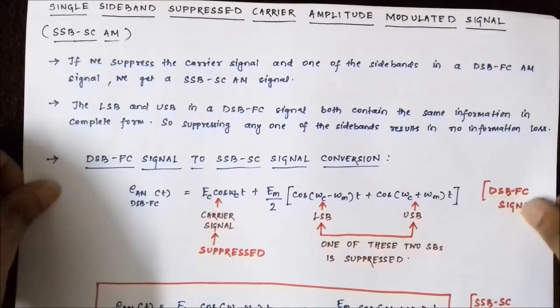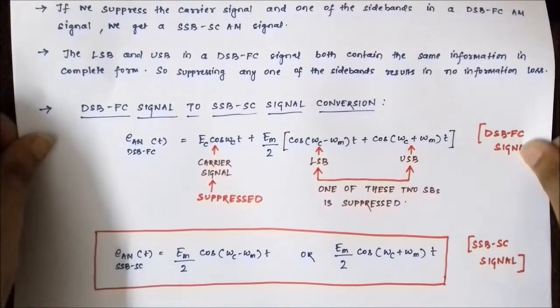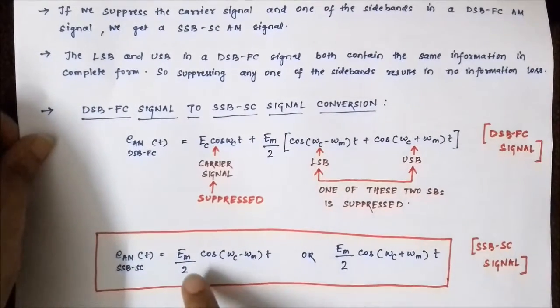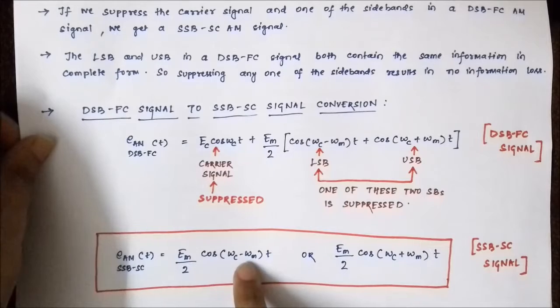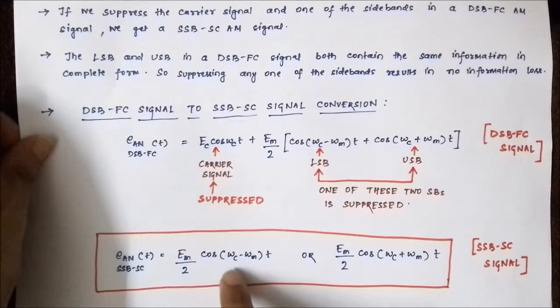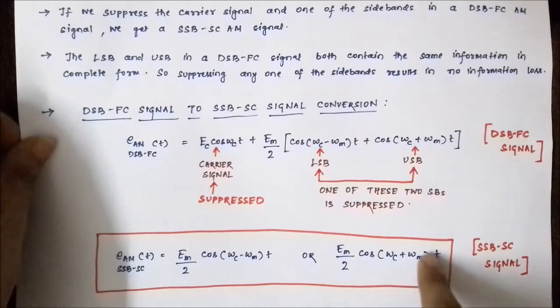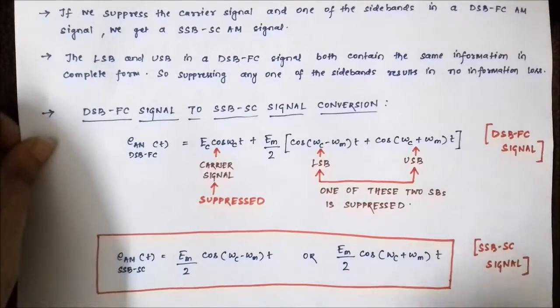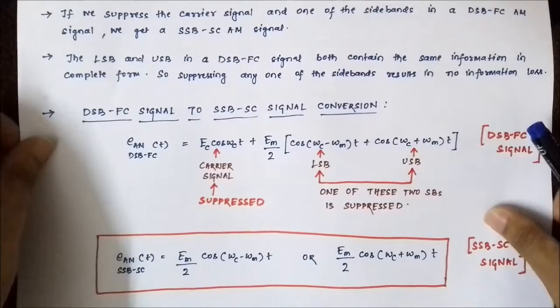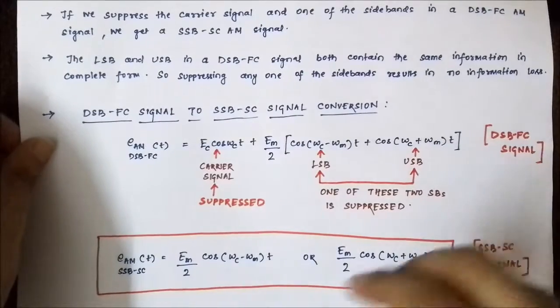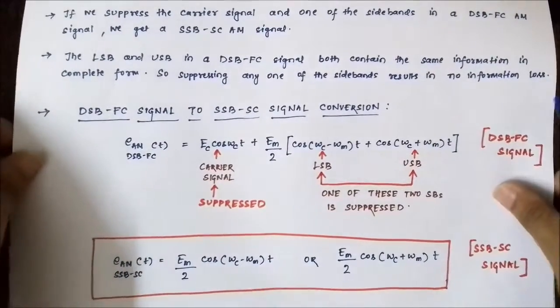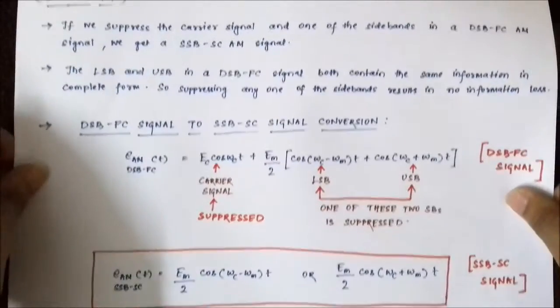So in single sideband suppressed carrier signal, we either have the lower sideband defined by Em by 2 cos (omega c minus omega m)t, or the upper sideband Em by 2 cos (omega c plus omega m)t. So this is the basic concept of a single sideband suppressed carrier amplitude modulated signal. Now we will discuss the methods of generation of a single sideband suppressed carrier signal.